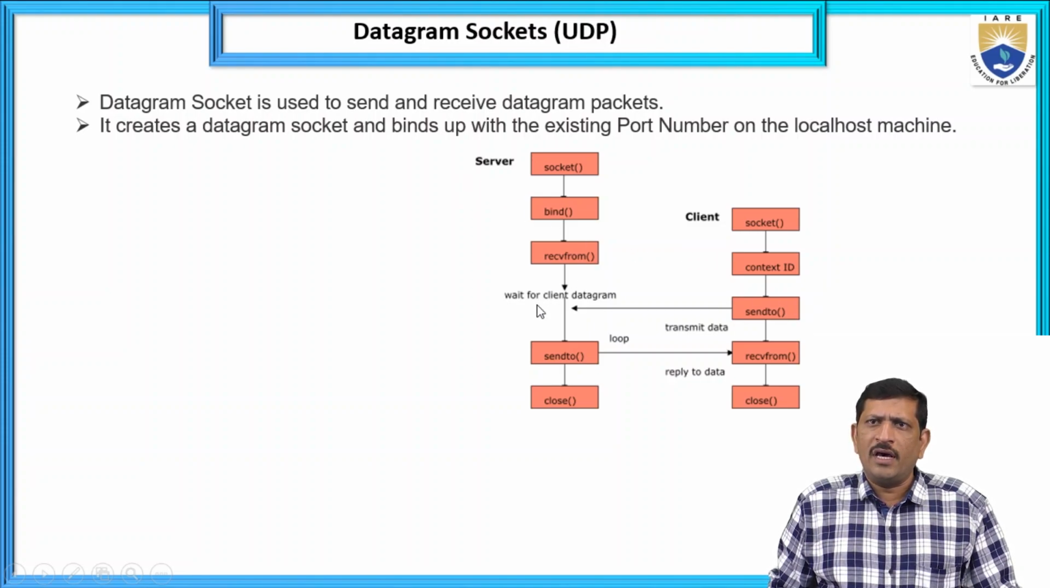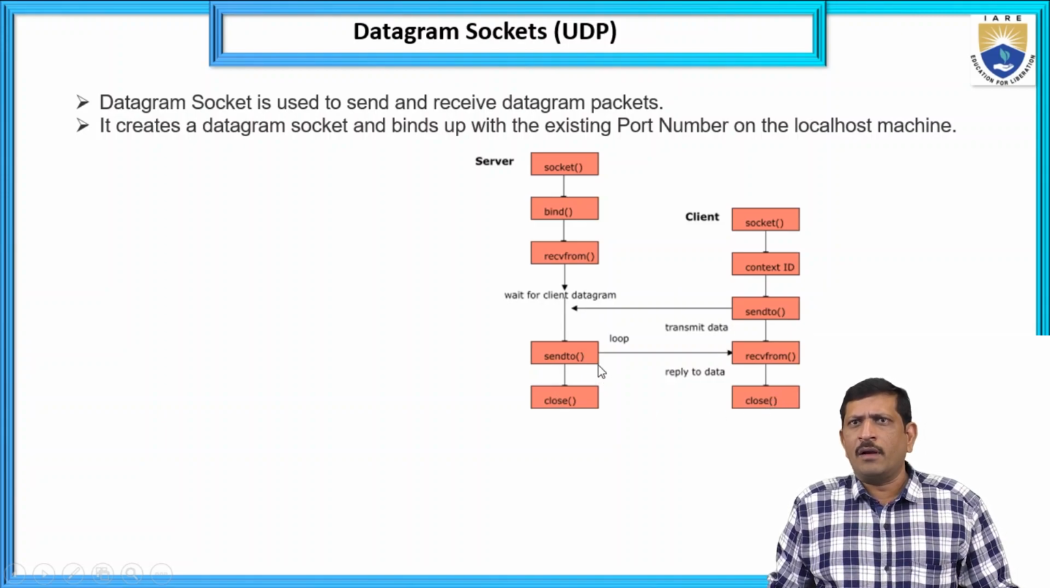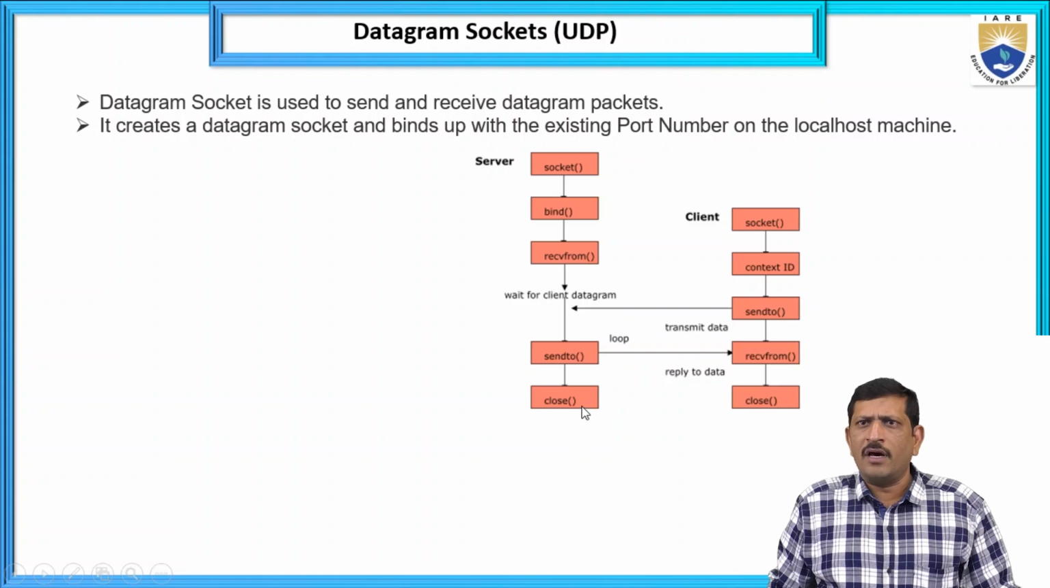This is a loop. After receiving, and after performing the read and write operations, the server responds to the client. Data transmission can be done, so it is in looping form, continuously looping. After completing the task, the connection is closed. Once the task is completed, the datagram sockets are disconnected at the server side and client side.